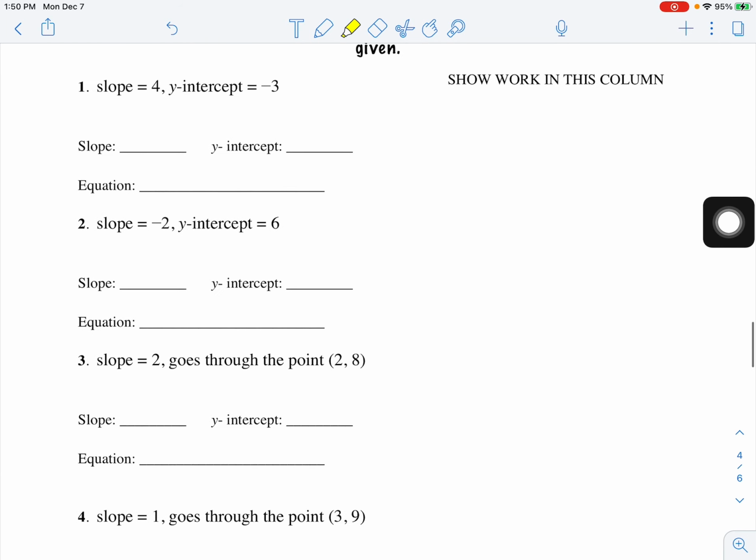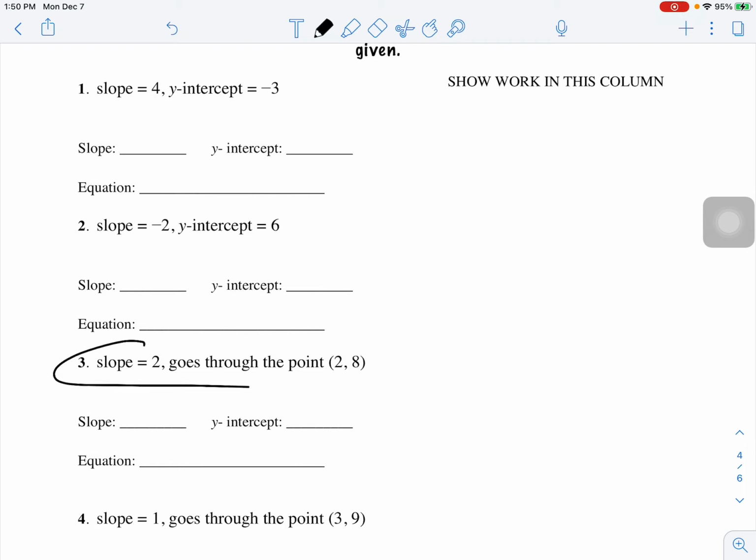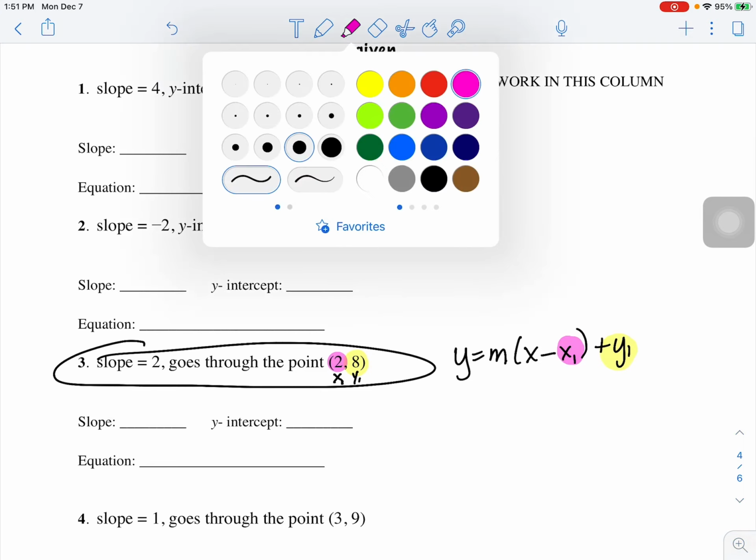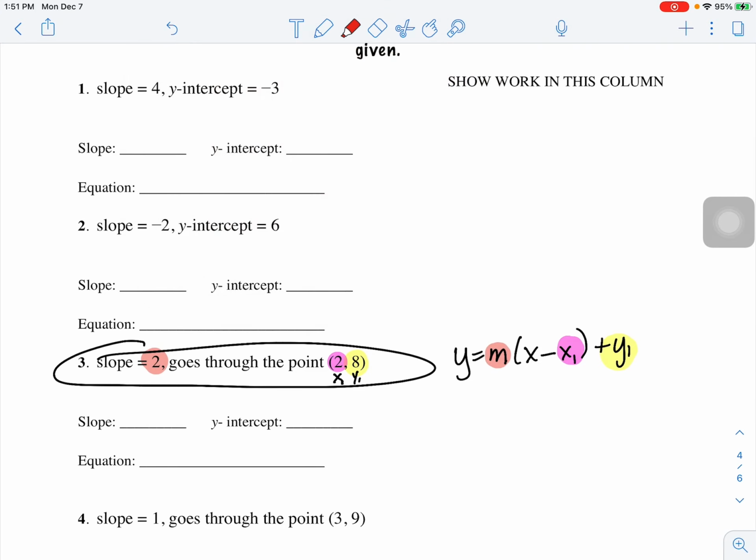So let's do an example of that one. This one tells us the slope and the point. So 2 is x1, that's your x value in the point. 8 is y1, that's your y value in the point. So I'm going to write the formula: y equals slope times x minus the x value, plus the y value. The y value was 8. The x value was 2. And the slope is also 2.